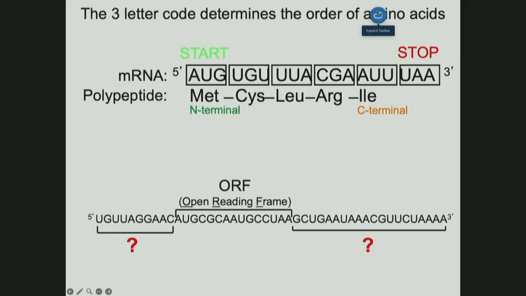What about downstream of the stop codon? What do we call this sequence? The 3' UTR, the 3' untranslated region.